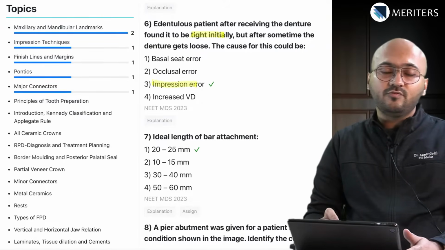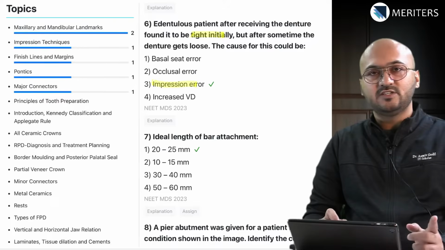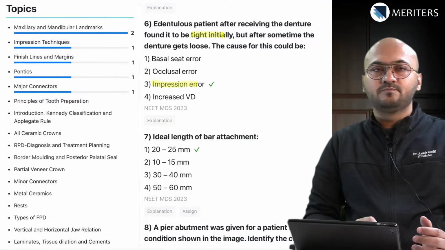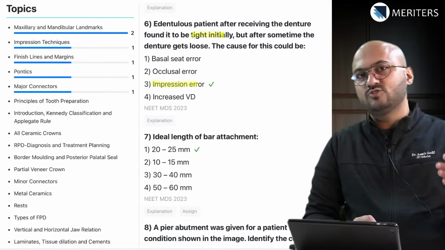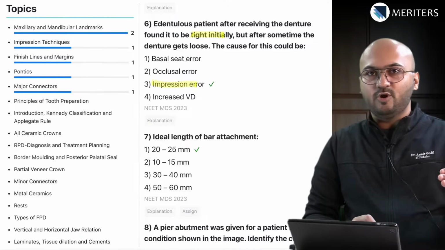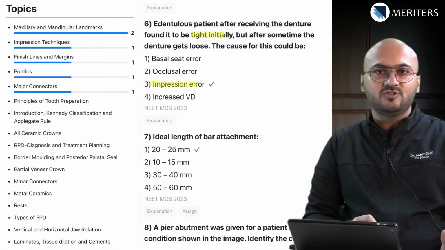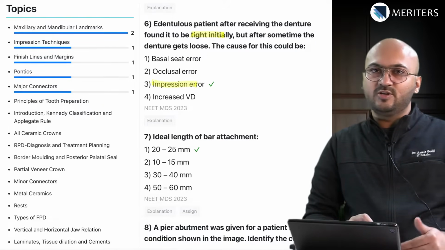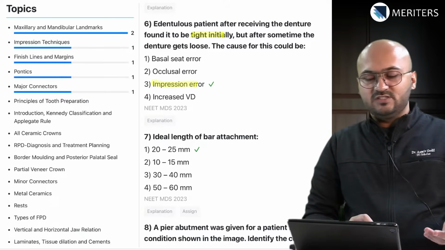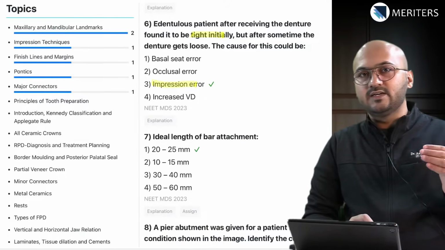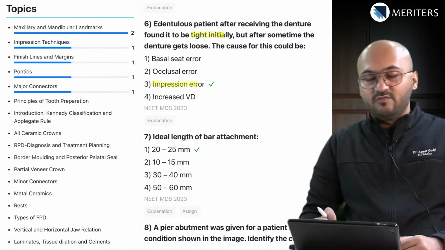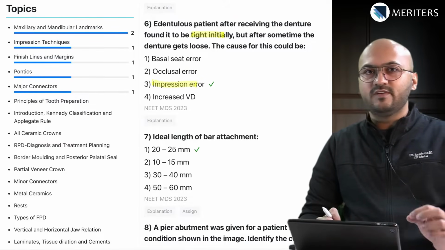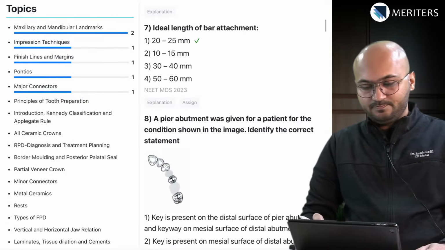Now you will find a lot of questions on post-insertion problems with regards to complete dentures, and all of these errors will be at different positions in your understanding. So some errors start because of problems with impression, some errors are because of problems with jaw relation, some problems because of occlusion, and some problems because of post-maintenance, post-insertion. So you have to categorically understand all the different strategies with regards to post-insertion problems. They are very important questions and almost always seen in NEET exams.